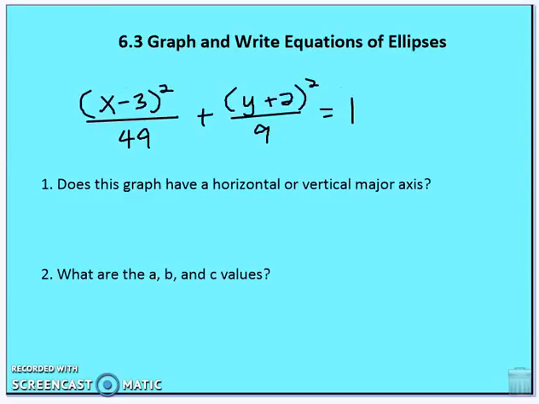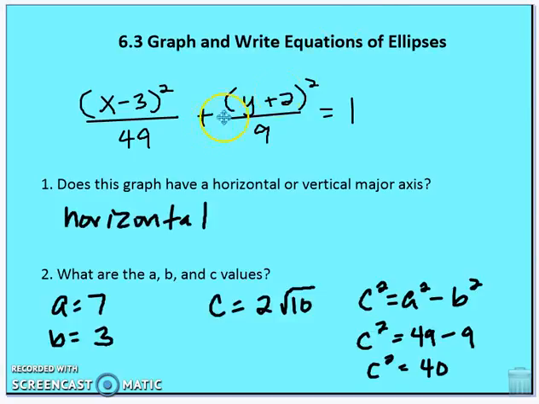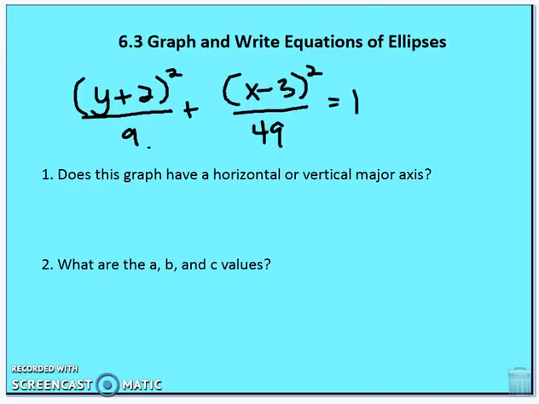All right, so now I want you to answer the following questions. I'm going to stop and then move on. All right, so we see that the larger value is underneath the x squared numerator, so we know the orientation is a horizontal major axis. a is 7, b is 3. We figure out c as 2 root 10. Same thing.